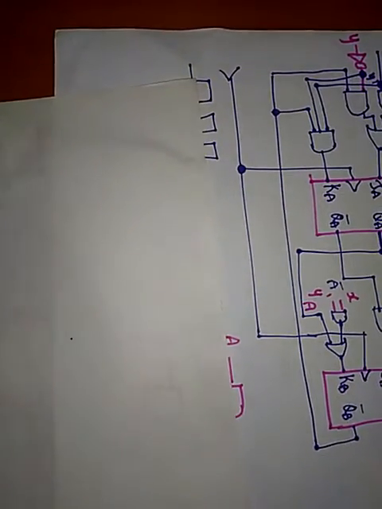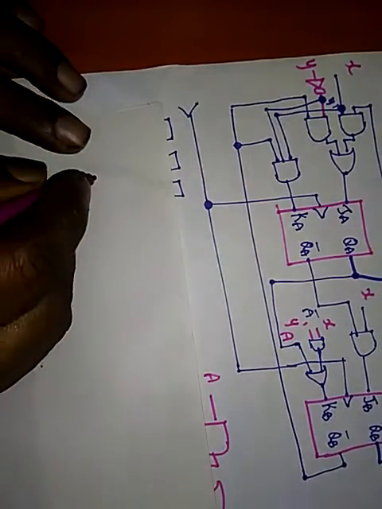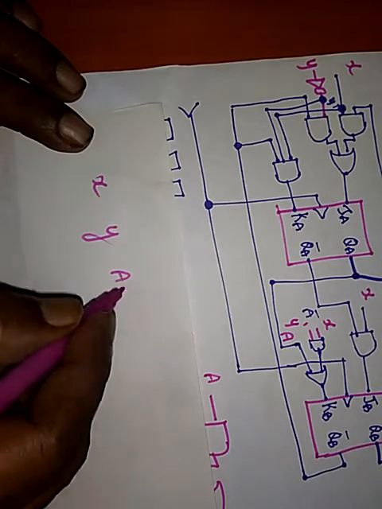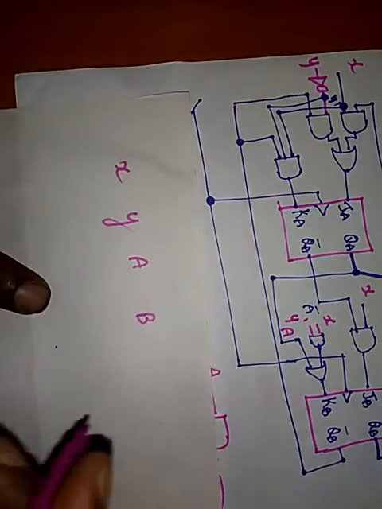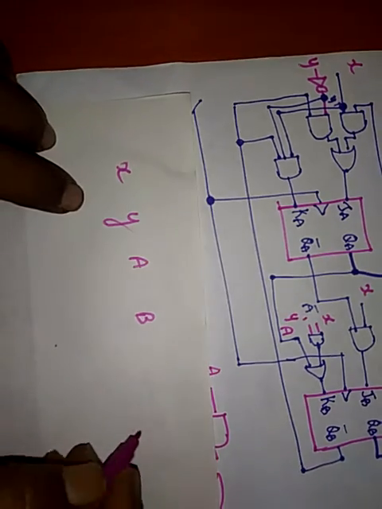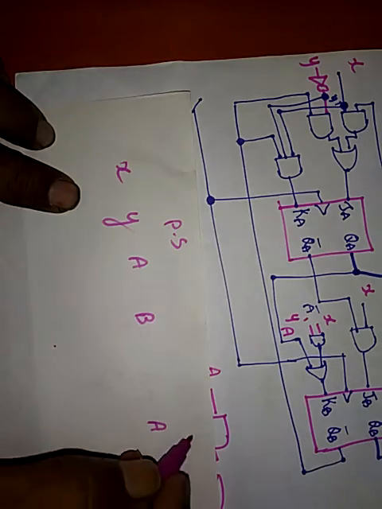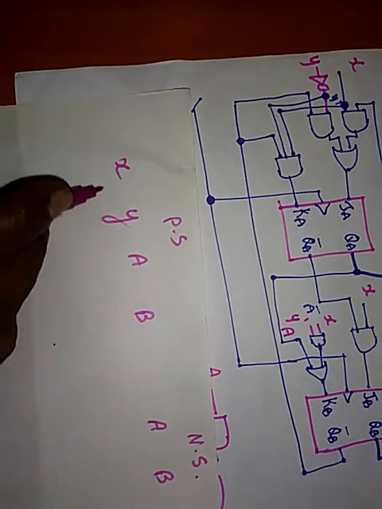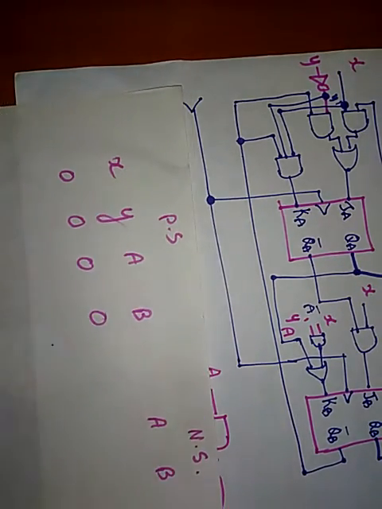So now we have to derive the table. The input to the system is X, Y, and also we get the input from A, B, the present state. The next state depends on these values. So this is present state PS and this is next state. Now don't forget, since we have 4 variables, we have 16 combinations. It can be 0.